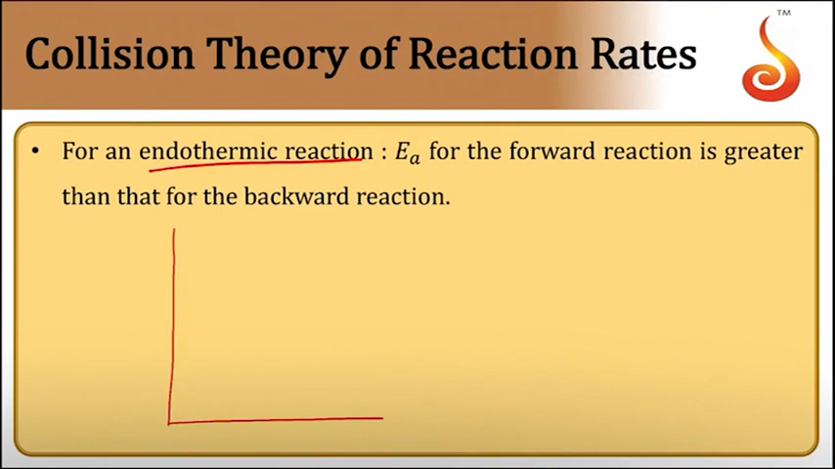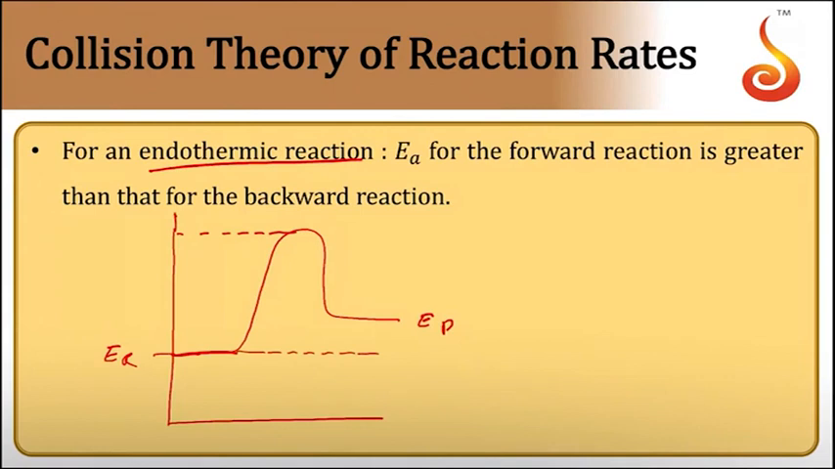For an endothermic reaction, the energy of the products will be more, thereby the graph comes like this. The endothermic reaction here now. So for an endothermic reaction, we have the energy of reactants and the energy of the products. And here is the threshold energy, and this will be the energy of activation now.